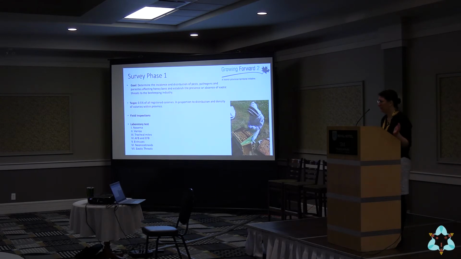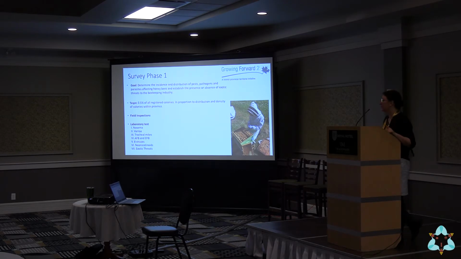from 2014 to 2017. The first phase of the survey was to determine the incidence and distributions of pests, pathogens, and parasites that affect honeybees in Canada, and also to test for the presence and absence of exotic threats. It was funded by Growing Forward 2. The Alberta beekeepers were leading that project, so there was a cash contribution from Alberta beekeepers, Manitoba beekeepers, and CropLife. We sampled from a lot of the provinces, but it was led by Alberta beekeepers.